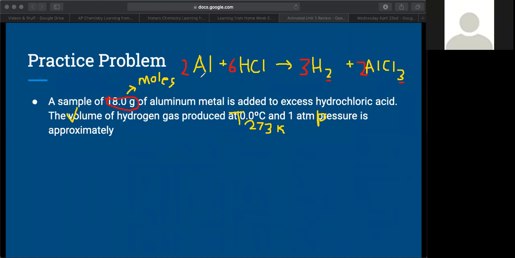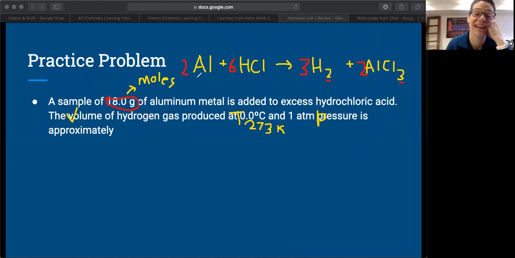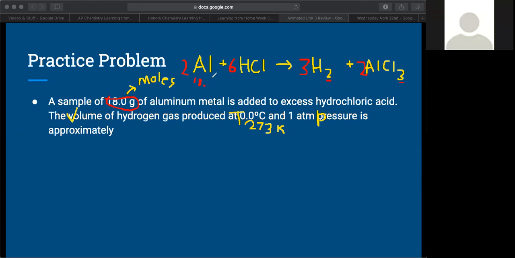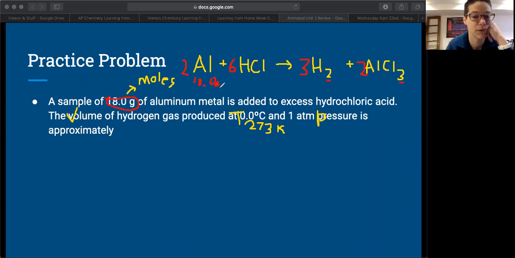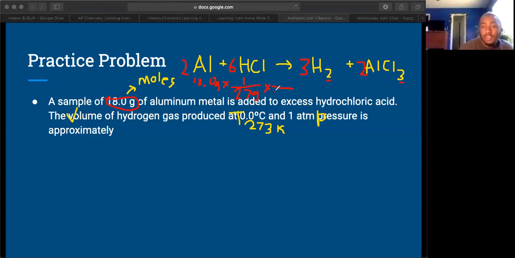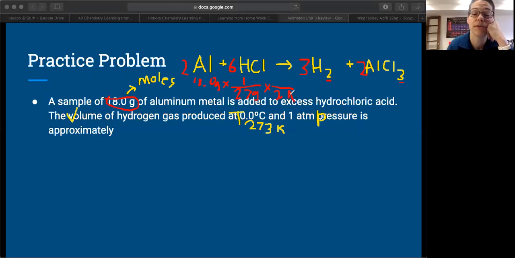So we did all of that because what do we have to do with this guy? Convert to moles. So 18 grams of aluminum. And I'm going to cheat here and say that aluminum is 27 instead of 26.998. So 27 grams to 1 mole, except I don't want aluminum. I want hydrogen gas. So what's my next step? 2 moles of aluminum to 3 moles of hydrogen gas. All right, 2 aluminums to 3 of the hydrogens.